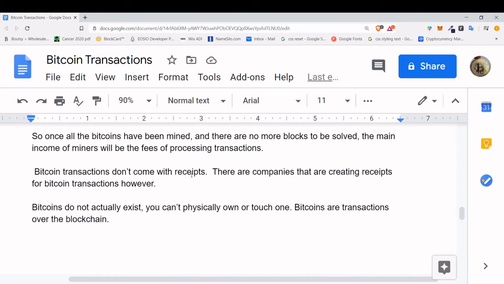And just for anyone that doesn't know yet, Bitcoins do not actually exist in physical form. You cannot touch a Bitcoin and own a Bitcoin in physical form. Bitcoins are transactions over the Bitcoin blockchain.